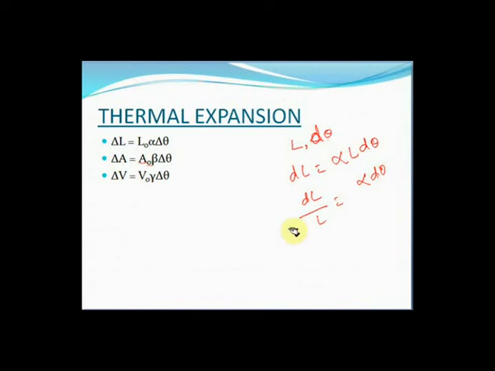Now if we integrate, say when the temperature is theta naught, the length of the rod was L naught, and when temperature increases to theta 1, the length becomes L. So from here we can write ln L by L naught is equal to alpha into theta 1 minus theta naught, which we'll write as delta theta. So we can write ln L by L naught as ln of 1 plus L by L naught minus 1.